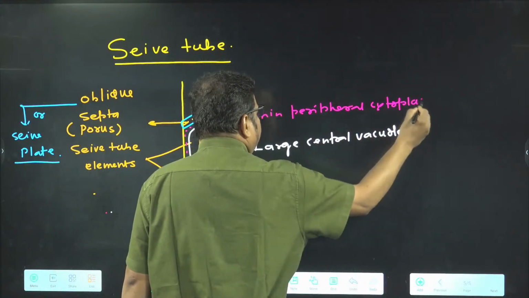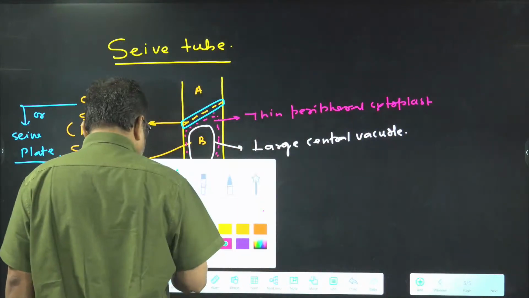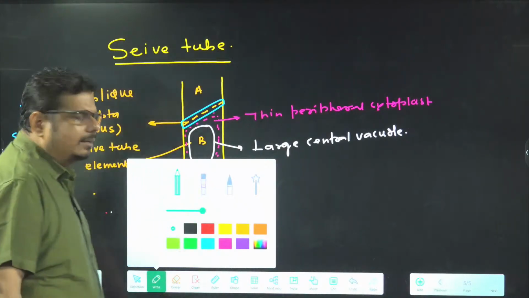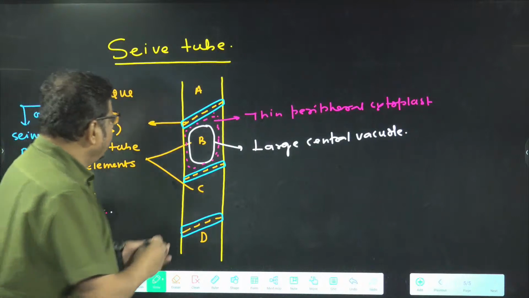So in sieve tube, who is present? Protoplast is present, because cytoplasm is there, and nucleus. And who is absent?